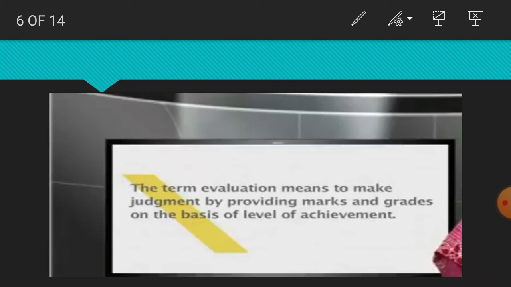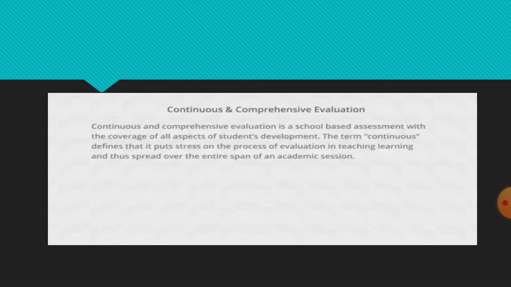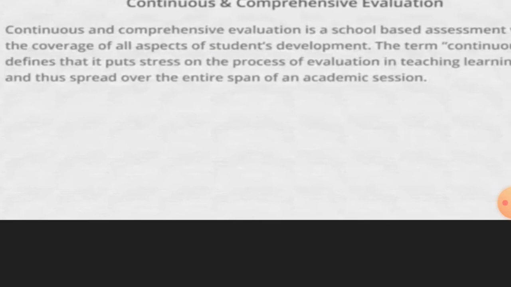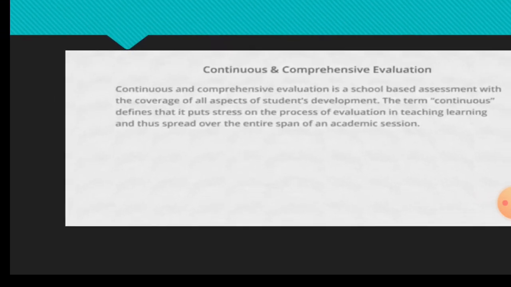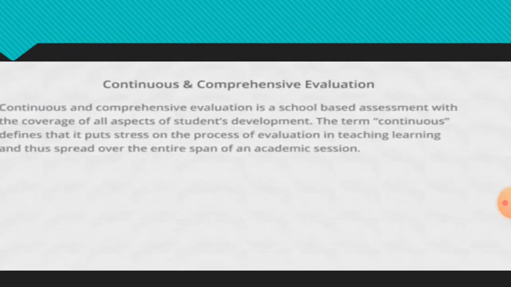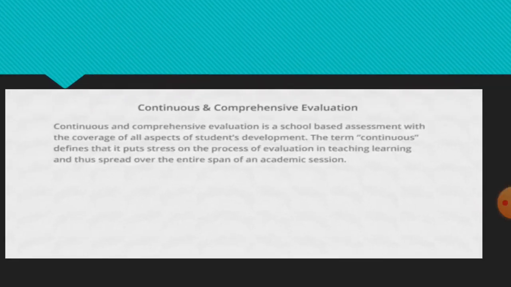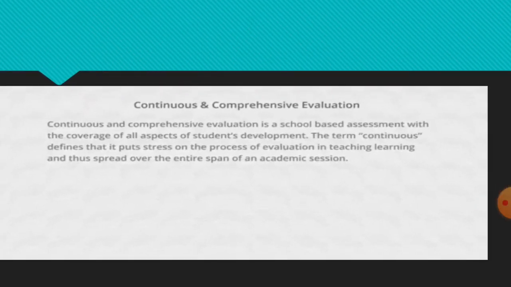The term evaluation means to make judgment by providing marks and grades on the basis of the level of achievement of the student. So this is the word we can define in another mode. And one more, continuous comprehensive evaluation, we already discussed and described. Once you go through this definition, continuous and comprehensive evaluation is a school based assessment with the coverage of all aspects of the student's development.